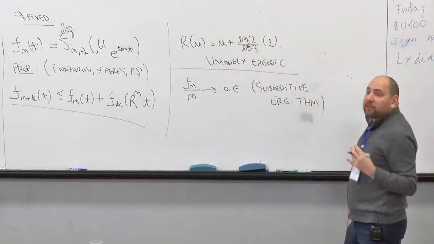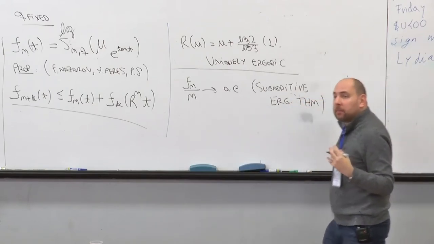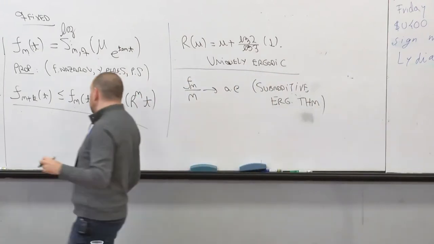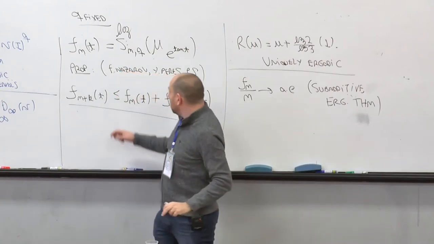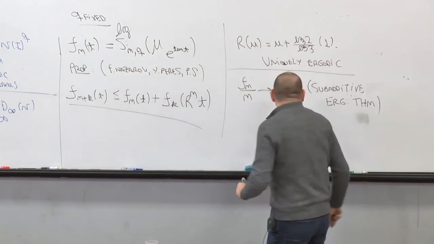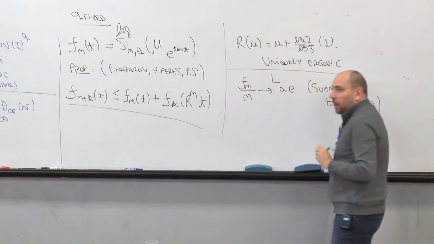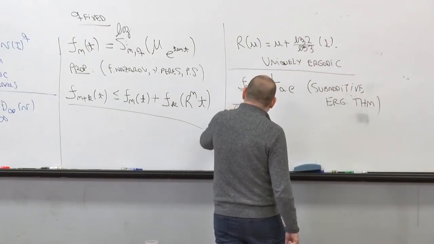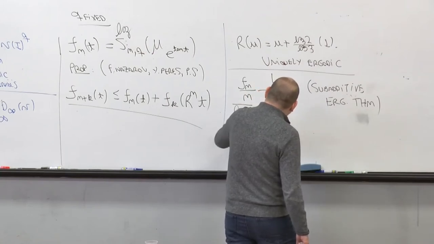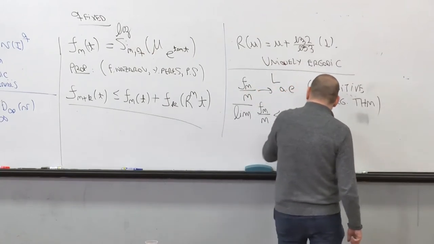Well, there is a one-sided version that is the same. It is not true that f_n over n converges uniformly if the transformation is uniquely ergodic. Let's say it converges to some limit L, L for limit. But what is true is that the limsup of f_n over n is at most L everywhere.